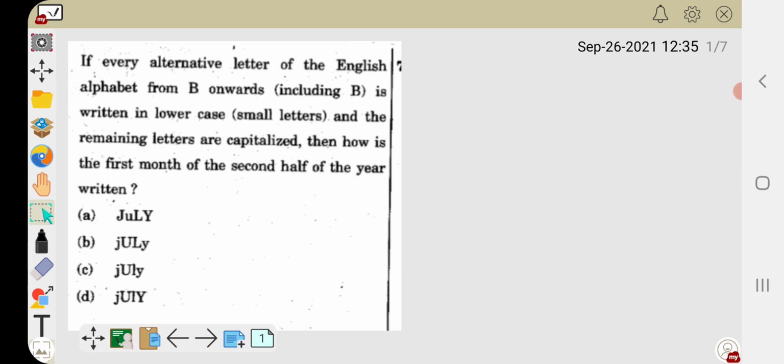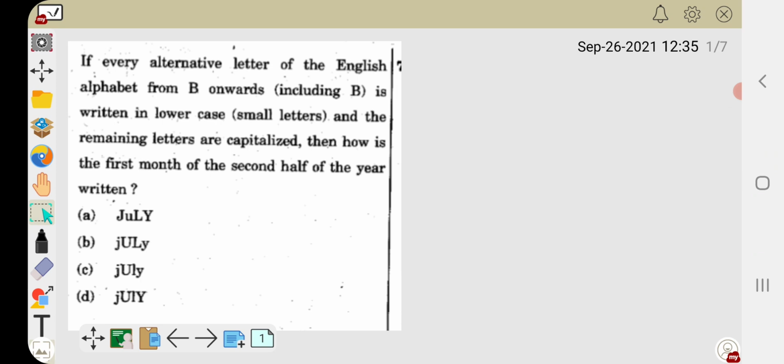We are solving some examples that are asked in UPSC IAS Prelims 2019. So, if every alternate letter of the English alphabet from B onwards, including B, is written in lowercase, that is small letters, and the remaining letters are capitalized, then how is the first month of the second half of the year written?